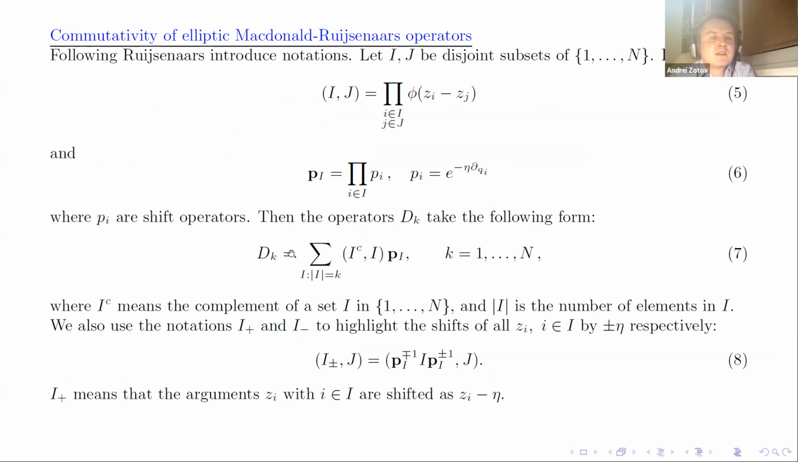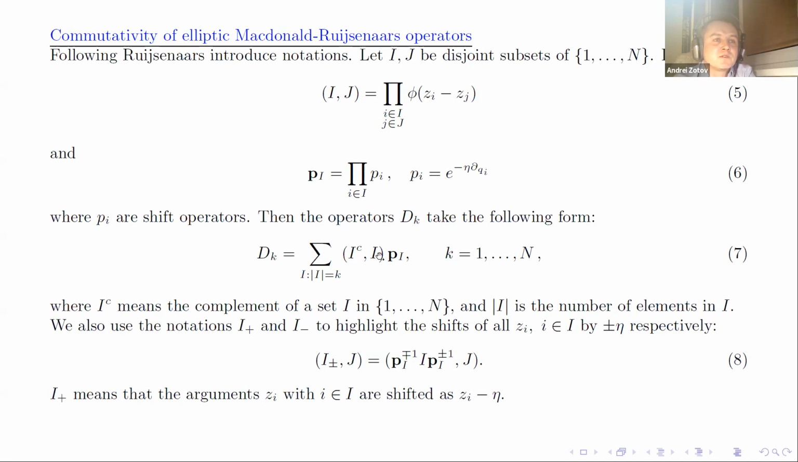So let us come back again to the Ruijsenaars-Macdonald operators, and let me recall briefly the main construction from the Ruijsenaars paper and how to prove commutativity of these operators. Let us introduce the following short notation for the product of phi functions, and the following notation for the product of shift operators. Using this notation, the operators are written as given here.